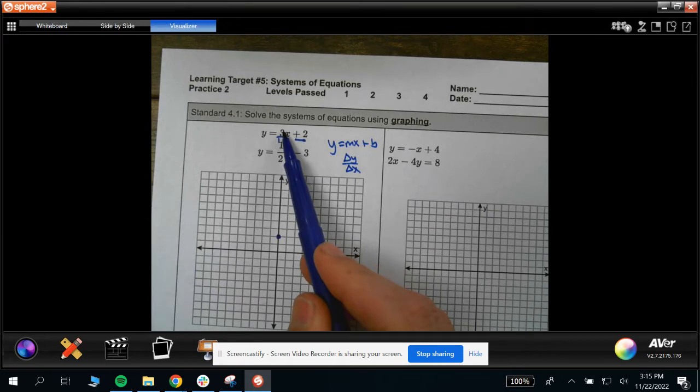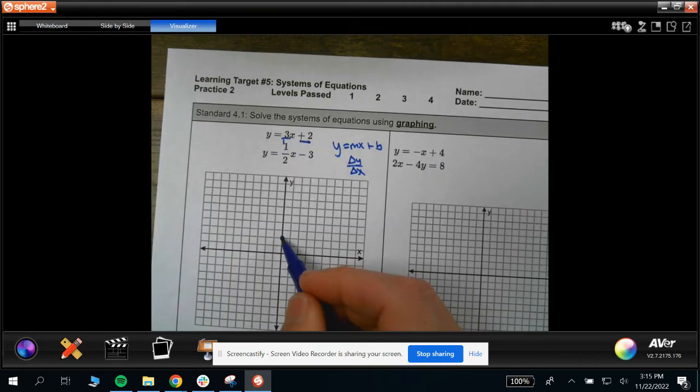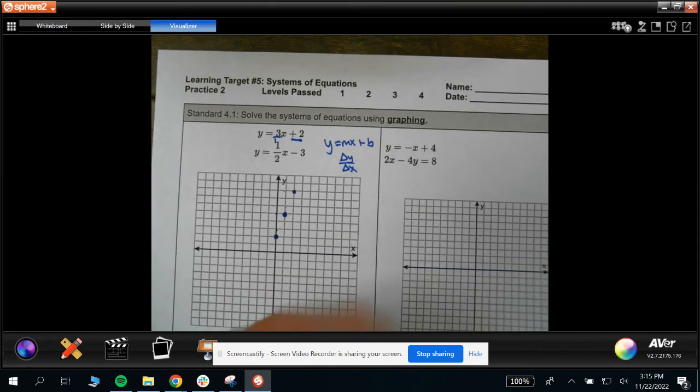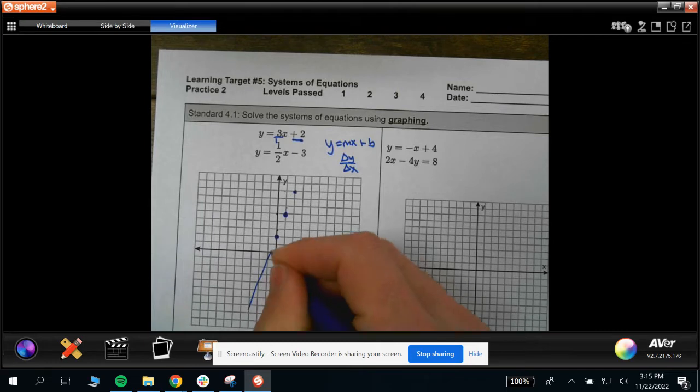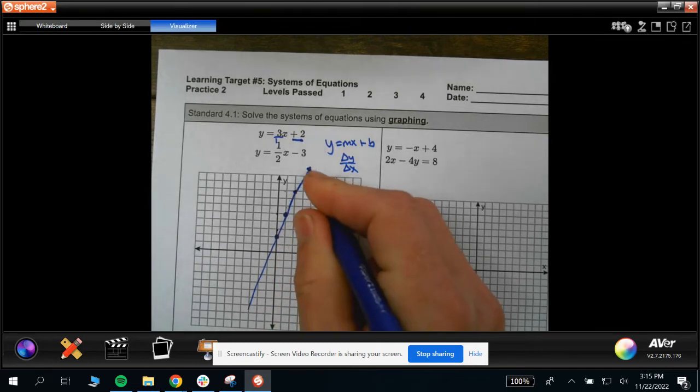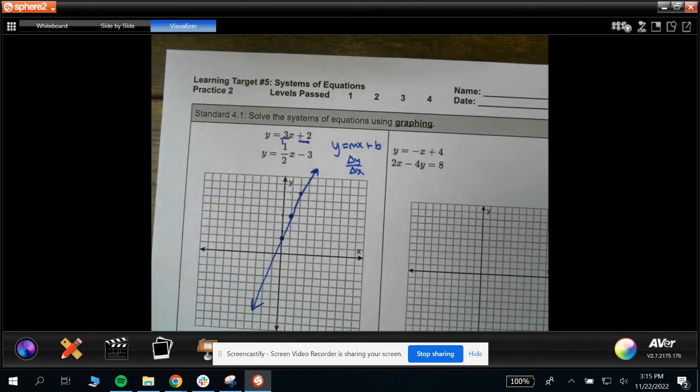So if my slope here is 3 over 1, that means I'm going to go up 3, 1, 2, 3, and over 1 to the right. Up 3, to the right 1. All right, then I'm going to connect the dots. It's important to be relatively precise with your lines here because our solution is where the lines cross.